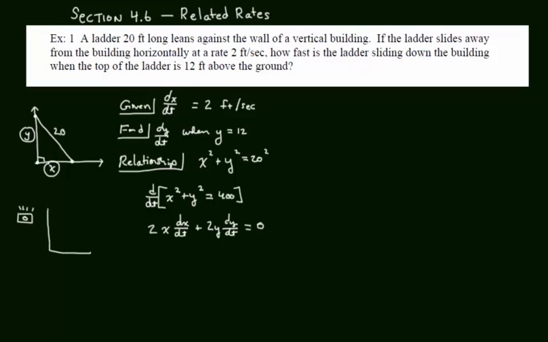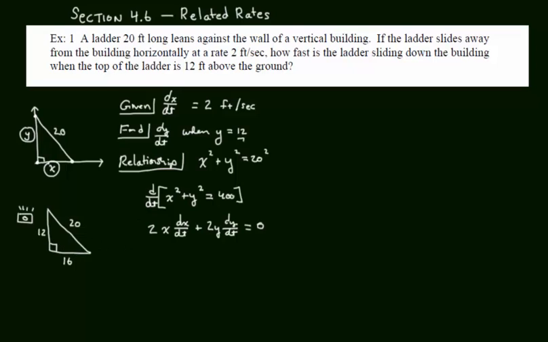I take my cell phone and I take a picture of the ladder sliding down the building. This is going to be 20. At the moment in time, we have over here that the y distance is going to be 12. So I can figure out what the x distance is at that camera snapshot in time. I can probably guess 16, as we have a 3, 4, 5 triangle.